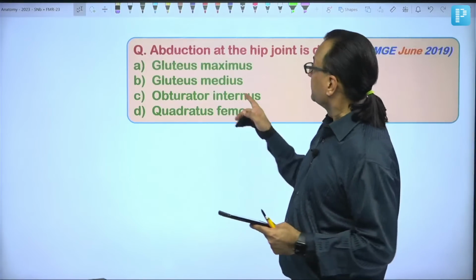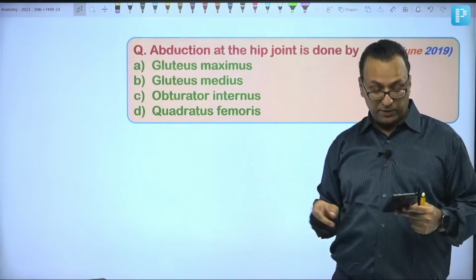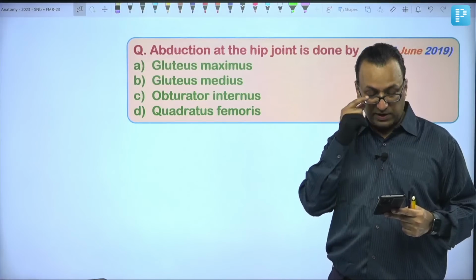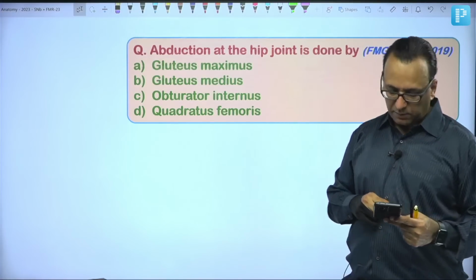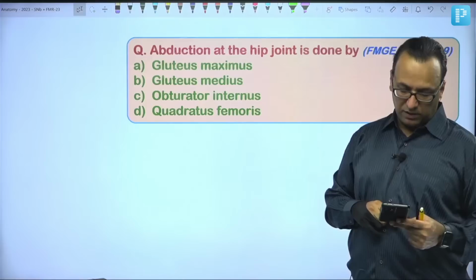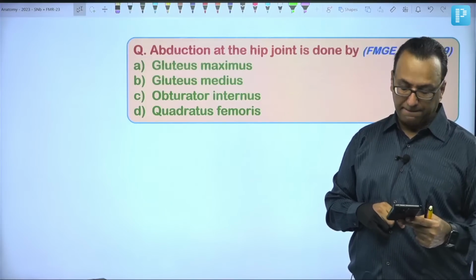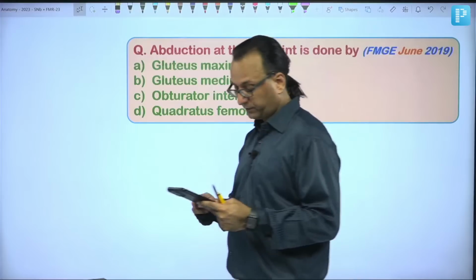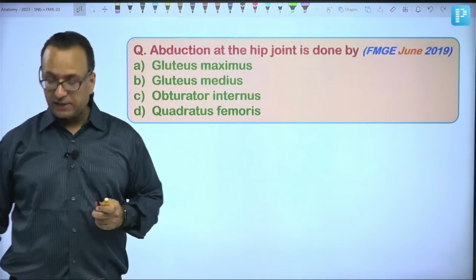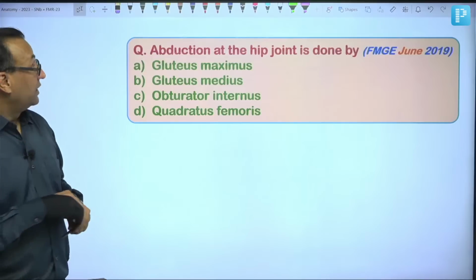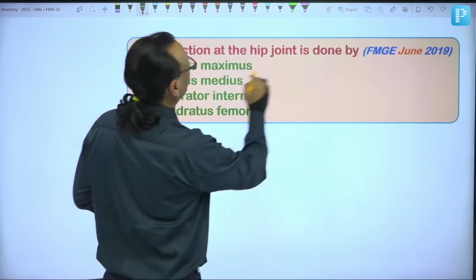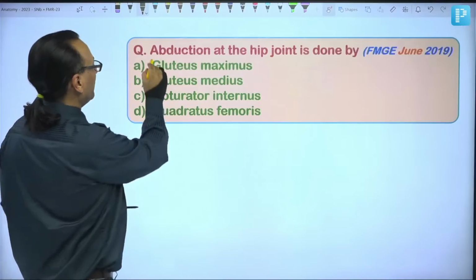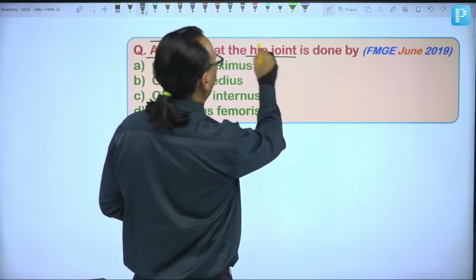No, I am asking about abduction. Medius, yes, medius. Don't say maximus, though maximus can help, but the answer should be abduction. Medius should be the answer. As you see, the question is asking about abduction at the hip joint.